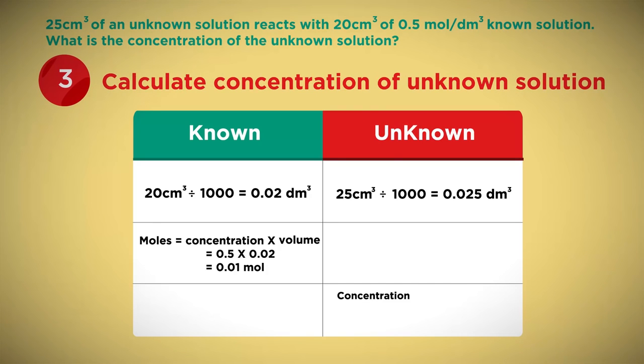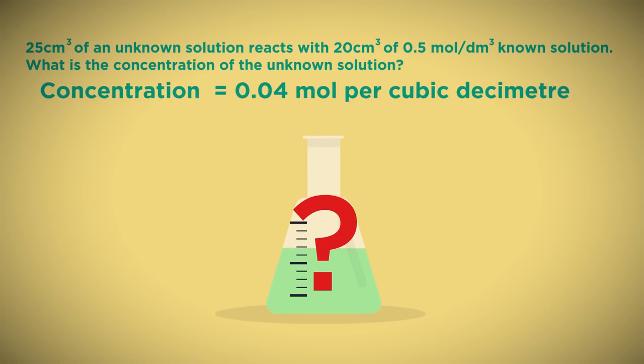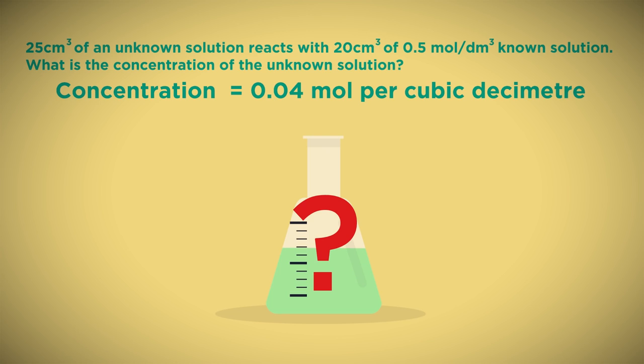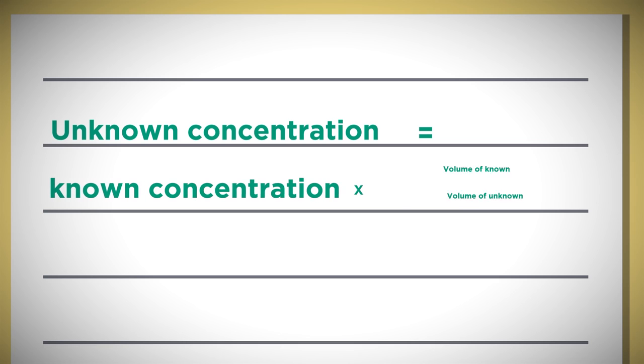The concentration of the unknown solution equals its moles divided by volume, which equals 0.01 divided by 0.025, which equals 0.04 moles per cubic decimeter. So the unknown solution was at a concentration of 0.04 mole per cubic decimeter. It is much easier to take the time to understand what is happening, but if you prefer to just learn an equation, this is all you will need to know for titration calculations.